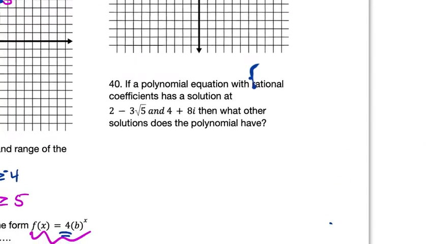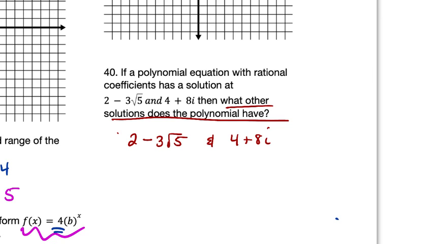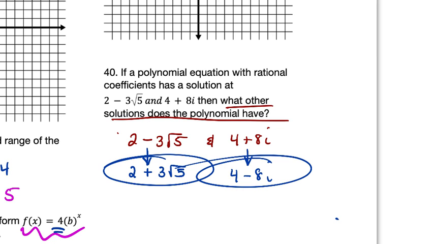Last one on this page, number 40 here. You got a polynomial equation with rational coefficients. Solutions are 2 minus root 3. I'm going to make a note of those. Minus 3 root 5. And it has solution for plus 8i. And says, what other solutions does it have? Well, because it's got rational coefficients, it must also have the conjugate of this 2 minus root 5, 3 root 5, so 2 plus, and it must have the conjugate of this imaginary one. So 2 answers for this, those 2 right there.